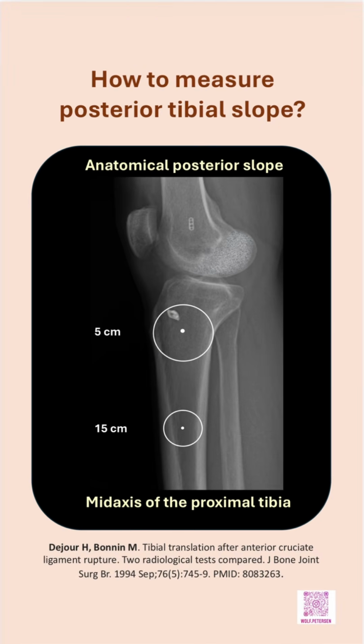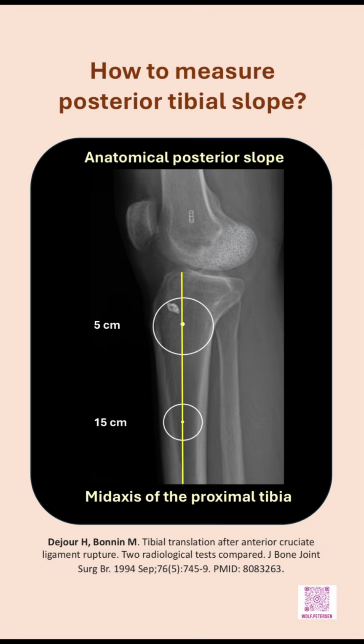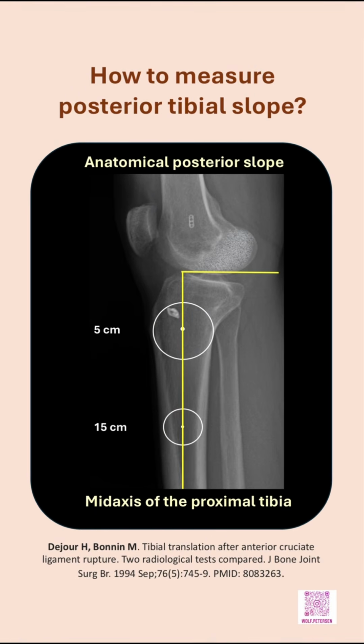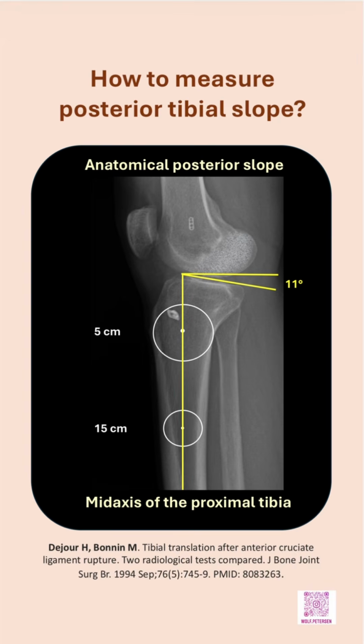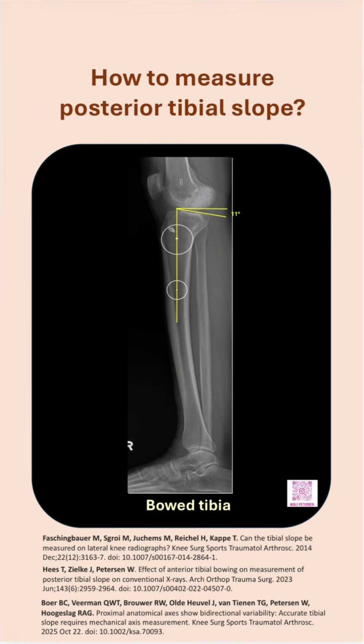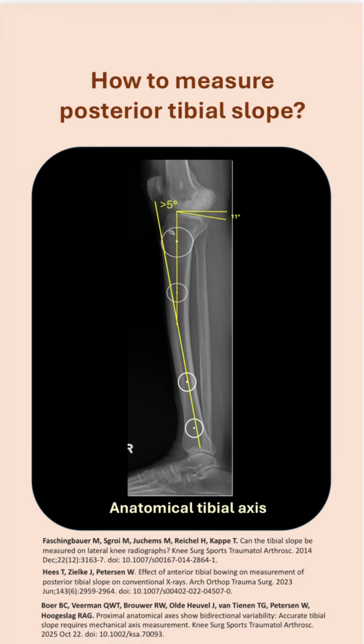For this method, the center of the proximal tibia is defined using the centers of two circles. The first circle is placed just below the tibial tuberosity, or approximately 5 cm distal to the tibial plateau. The center of the second circle is located approximately 15 cm distal to the joint line. A line connecting the centers of these two circles defines the proximal anatomical tibial axis.